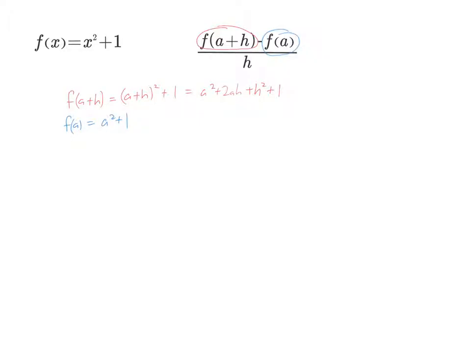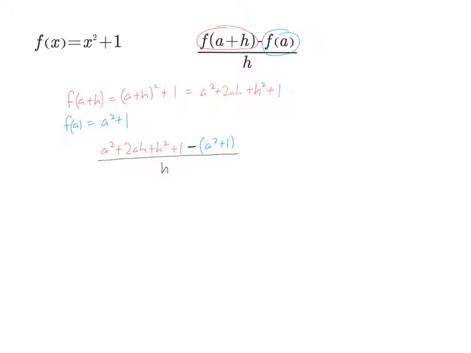So now we're going to put it all together. So we have this first part right here. So yeah, that is going to be f of a plus h, which is this right here. So we're going to go a squared plus 2ah plus h squared plus 1. And then we're going to subtract that, mainly because of this right here, f of a. Now, it's got to be all of f of a, so I need to make sure I put parentheses, a squared plus 1. And then all of this is going to be divided by h. And then I got that from right there.